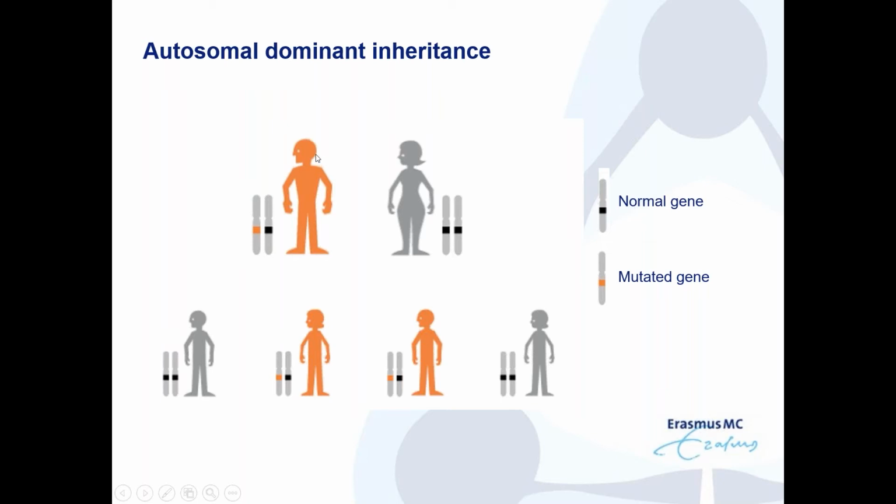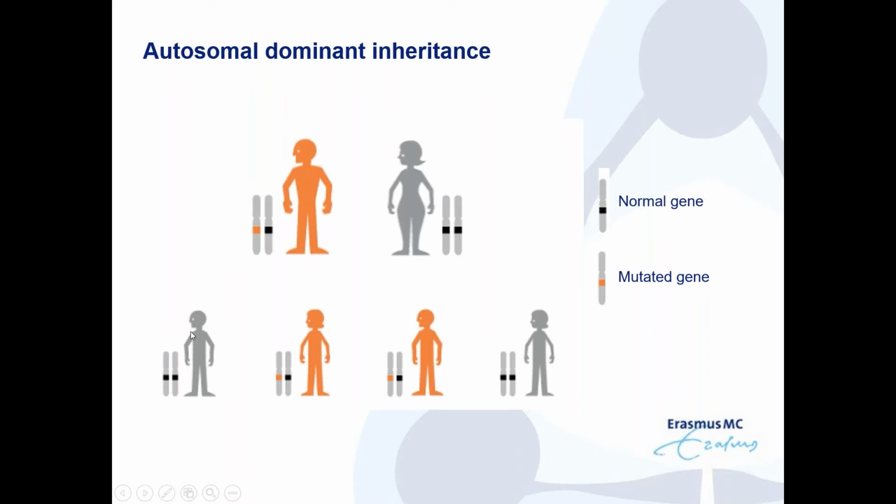So this pedigree is an example. Here you see in orange the father who has one mutated gene, and this mutated gene causes the disease in his case. He is married to a woman who doesn't have any affected genes, so she has two normal copies of the gene. And when they have children, they both give one of their genes to their children.